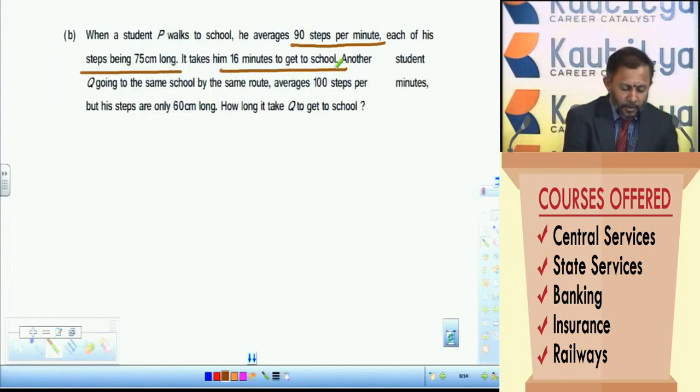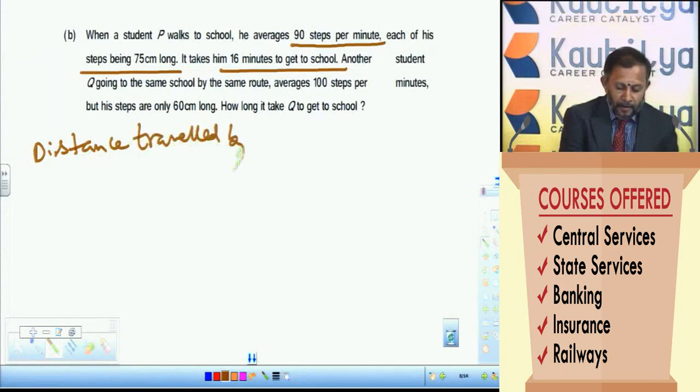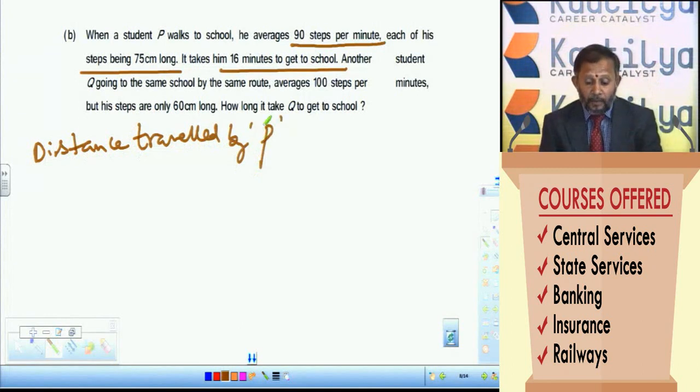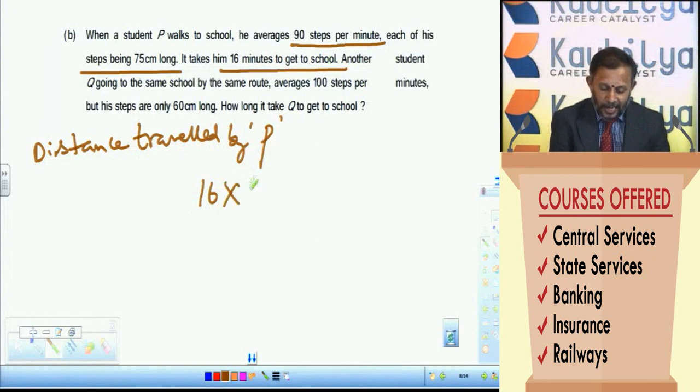So here the distance travelled by the first boy P. In particular, he can take 16 minutes of time. Per minute he can take 90 steps. He requires 16 minutes of time, and in 1 minute he can take 90 steps. So 16 into 90 gives the number of steps, and for each step he can cover 75 centimeters.